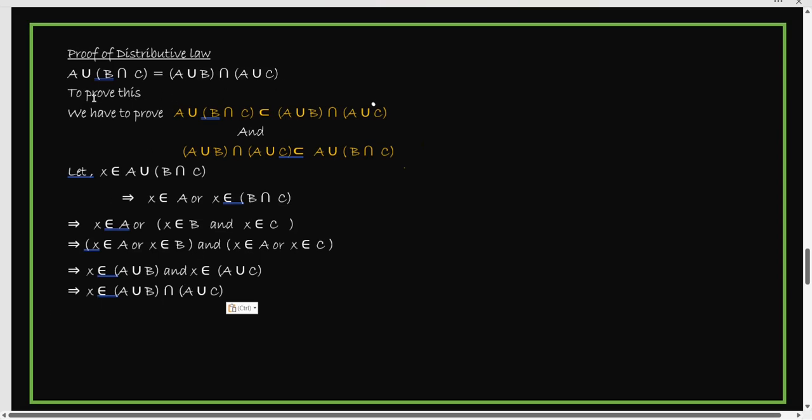So we proved this because if X, an arbitrary element, belongs to this first set, that also belongs to the second set. So we can conclude this first set is a subset of the second set. This is A union B intersection C is a subset of A union B intersection A union C. Now we have to prove the other way around. This A union B intersection A union C is a subset of A union B intersection C.